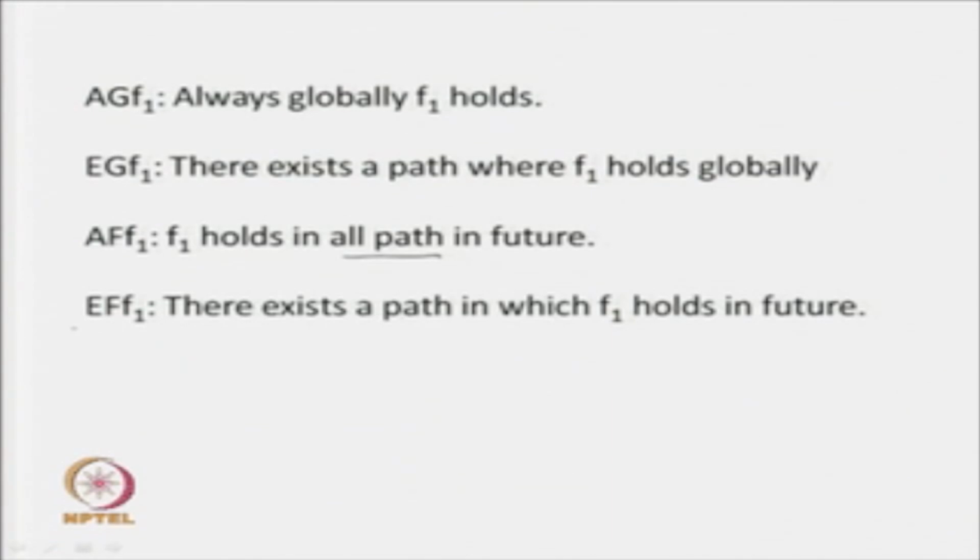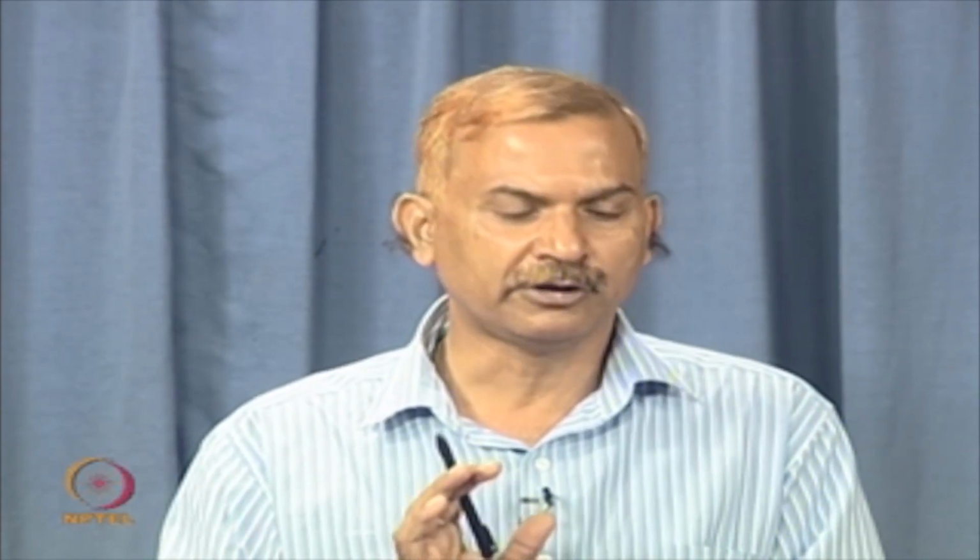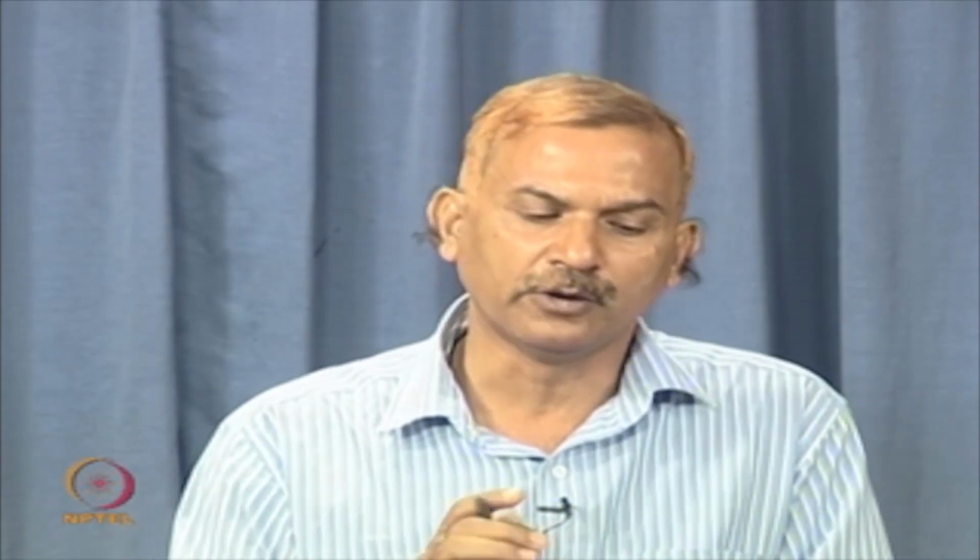Now, you see that we have these 4 temporal operators, and they will be preceded by the path quantifiers A and E, which means we are going to get 8 different combinations and 8 different temporal formulas. The meaning of those temporal formulas will be defined over a model. Formally, we are going to define the semantics. Just I am giving a brief idea about how we are going to say that a particular formula is true.